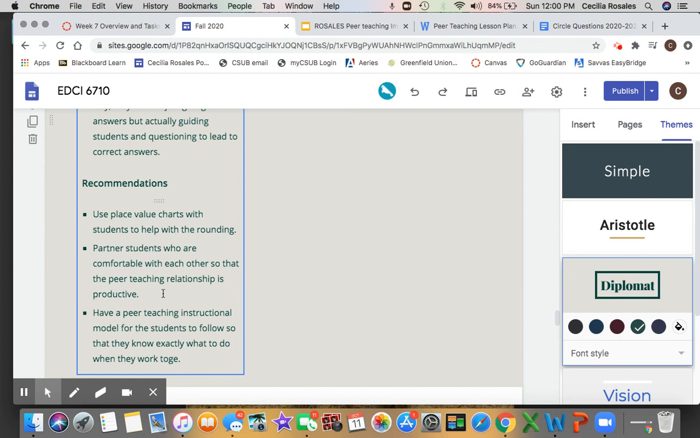And the other recommendation is that we need to have an instructional model for how to be a peer teacher so that the students can have something to follow along and they know exactly what's expected of them when they're working with their partner.